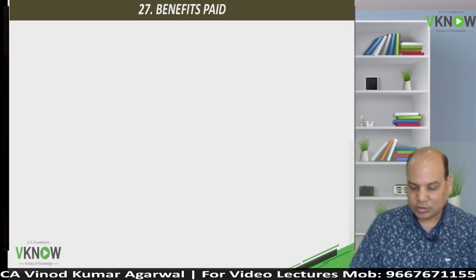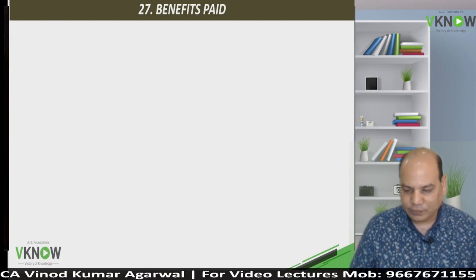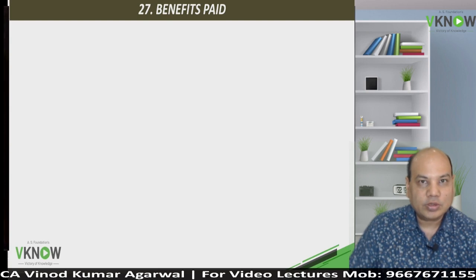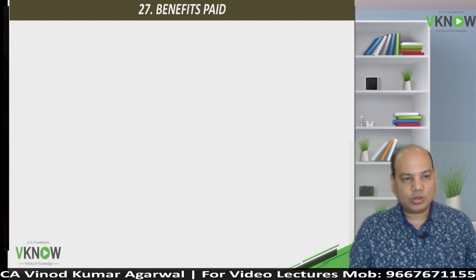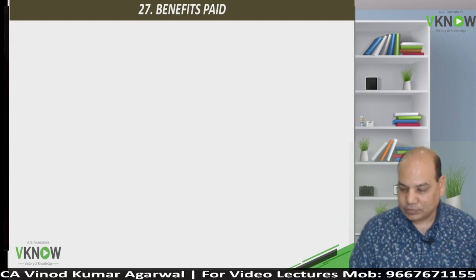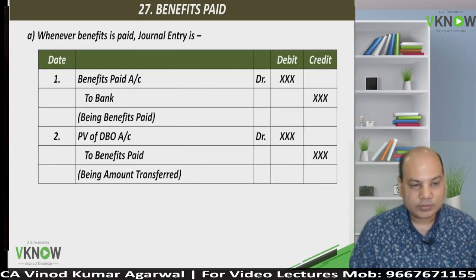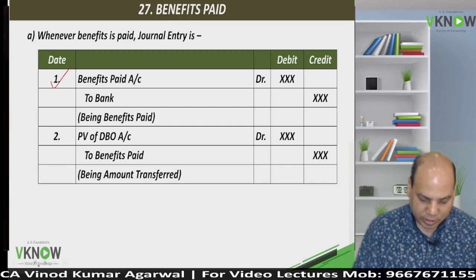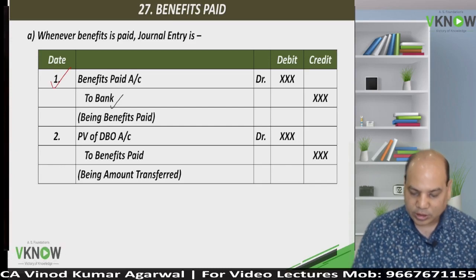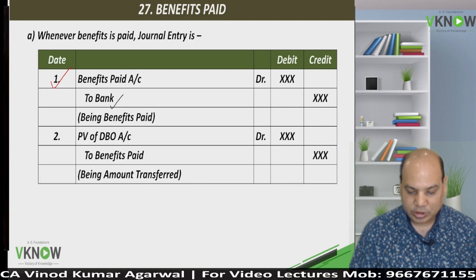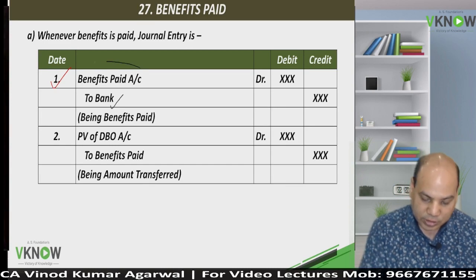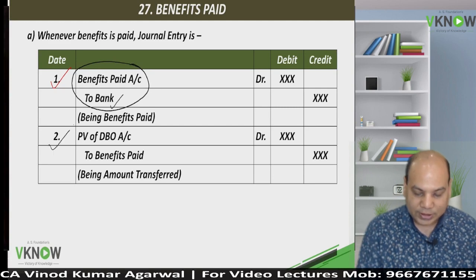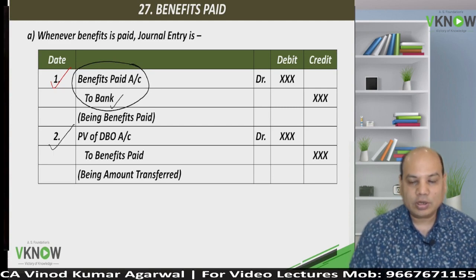So our next topic is benefits paid. Benefits paid means whenever the payment is made to the employee, how to pass the entry for that. So whenever benefits are paid, the journal entry would be benefits paid account debit to bank account. This is the entry for benefits paid, and to that extent we are going to reduce the liability.